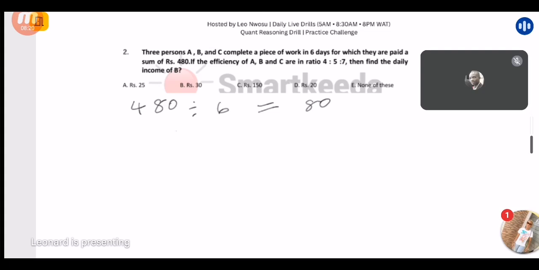So we are simply looking for the ratio that corresponds to 5. What's the normal thing we do? 5 over the sum of the ratio. 4 plus 5 is 9. 9 plus 7 is 16. 16 times 80. Again, remember that 80 divided by 8 is 10. That means 80 divided by 16 is half of that, which is 5. 5 times 5 is 25. That's all.